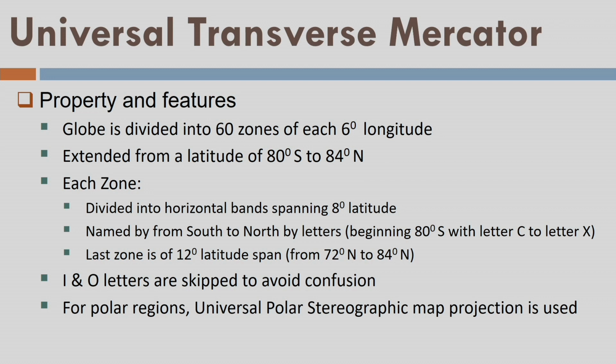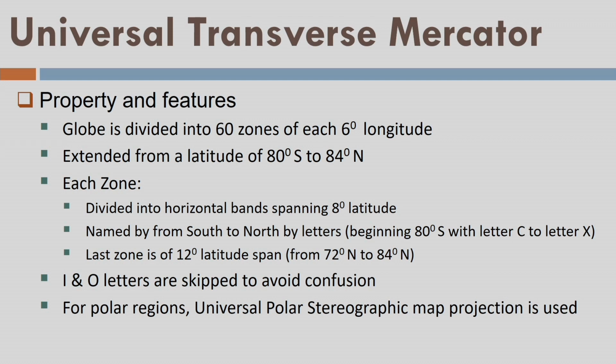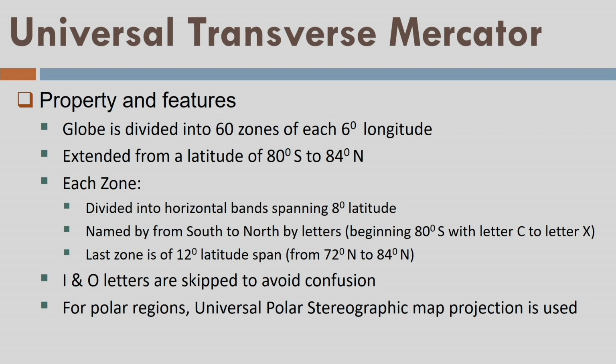Now I am dividing the zones in a horizontal way also. These zones are divided into horizontal bands spanning 8 degrees latitude. So what does it mean? There is a 6 degree longitude zone and an 8 degree latitude zone. This is the 8 degree span and this is the 6 degree span. So now I have many such zones on the UTM map projection. Secondly, these projections are limited between 80 degrees south and 84 degrees north.